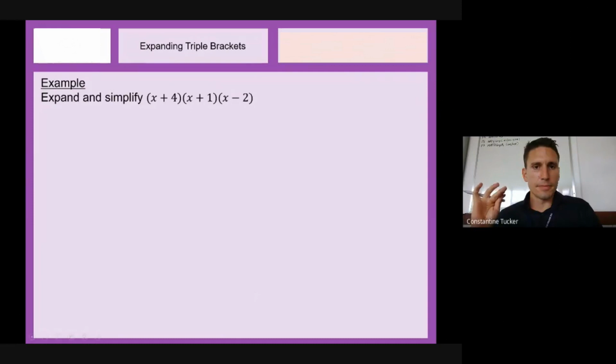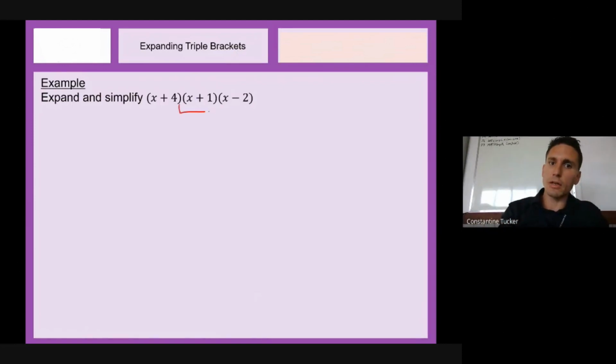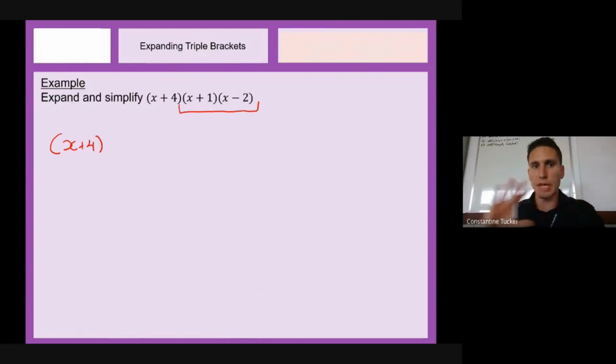And I'm going to start. So we basically expand double brackets first, and then whatever we get from that, we multiply the third pair of brackets with. My personal suggestion would be to generally start with the second and third pair of brackets. In general, that is what I would suggest. So basically what that means is we keep the x plus 4 in front. We just leave it without doing anything.